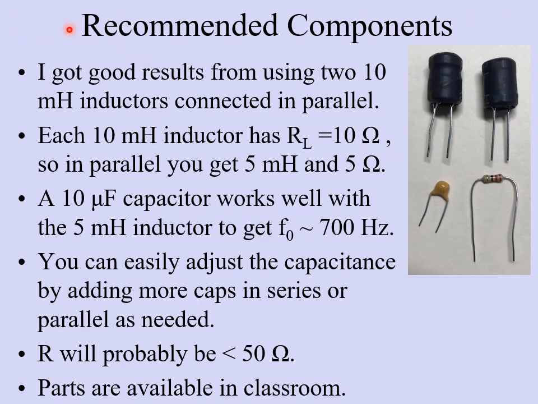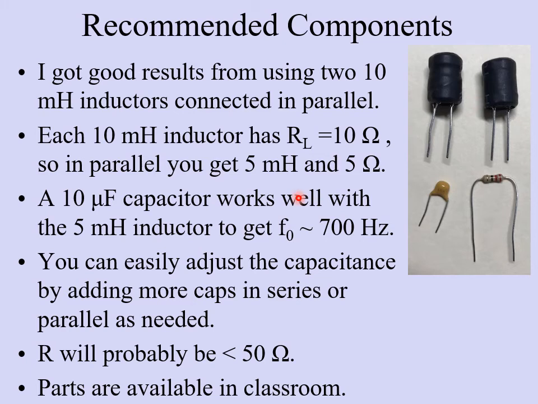Recommended components: I'll talk about this with you more later in the course when we start talking about the kits that you're going to be using. But for what I used, and I'm going to show you some results coming up, I used a couple of these 10 millihenry inductors, and you'll have some of these in your kit. I connected them in parallel, and when inductors are in parallel, it's like a resistor. You end up with 5 millihenries. Each of the ones that I measured had about 10 ohms, so in parallel, the resistance would only be 5 ohms. That's pretty low, pretty close to an ideal inductor.